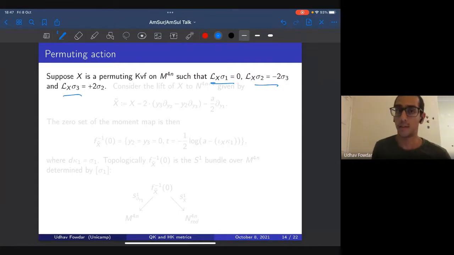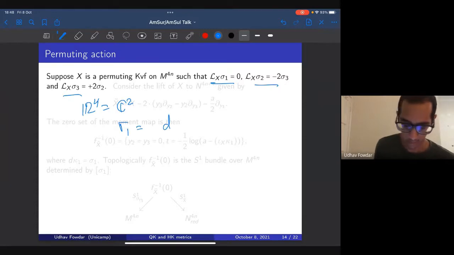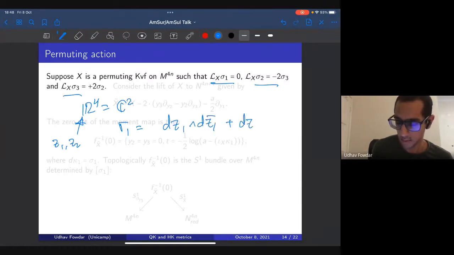Okay, so this means a vector field preserving one of the symplectic forms, but rotating the other two around, and the prototypical example you should think of is, again, R4, think of R4, or C2. Now this has a flat hyperKähler structure. So let's say sigma 1 being one of them is essentially given. So let's pick complex coordinates here, z1, z2. So I distinguish one of the complex structures. Now the symplectic form will essentially be given by the sum of i dz1 wedge d z1-bar plus i dz2 wedge d z2-bar.